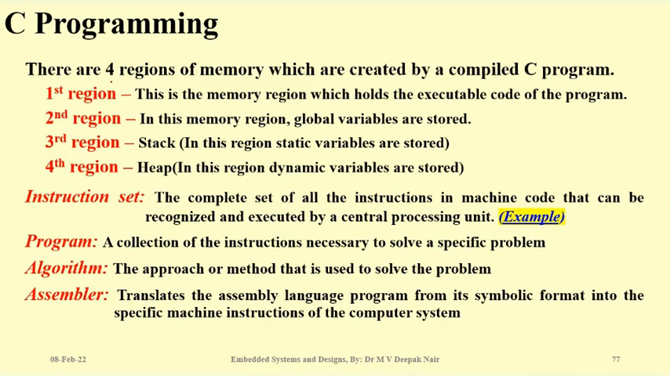Okay, so there are 4 regions in our memory. The first region is the normal memory region, which holds the executable code, the code memory, you can say. The second region is where the global variables are stored. In general, I might be using the term flash memory most of the time. And when I talk about global variables and local variables, all those things, I'll be talking about RAM or SRAM.